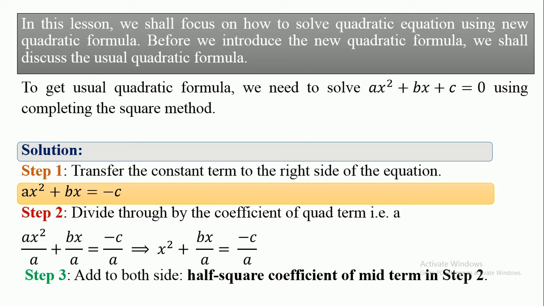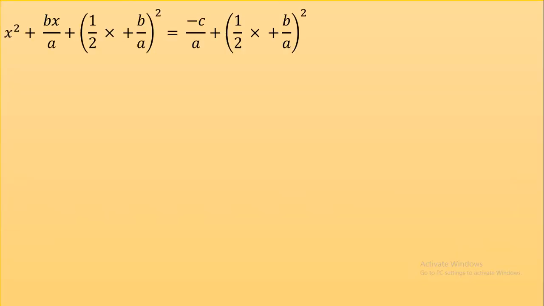So the next thing, step 3, add to both sides half squared of the coefficient of the middle term in step 2. The coefficient of x in step 2 is b over a, because b over a times x is bx over a. So we need to find half of it, half of b over a, close the bracket, everything squared. So you can see 1 over 2 times plus b over a. Please be careful, whatever the sign is should go along with it. In this case, we have plus b over a as the coefficient of x.